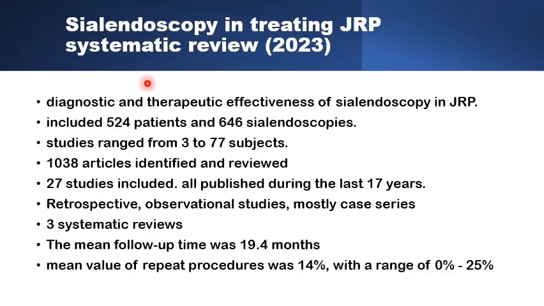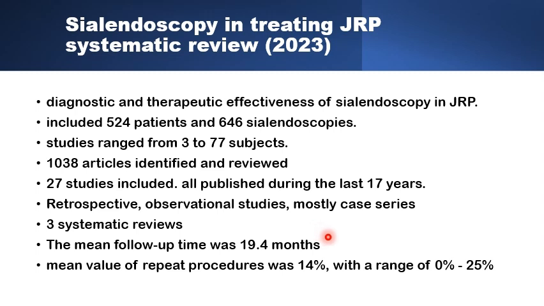The efficacy of sialoendoscopy in the management of JRP was recently reviewed. This large systematic review looked into more than 1,000 articles with different outcomes. 27 of them were included in the systematic review, covering a period of 17 years. They were mostly retrospective series, observational studies, many case series, and also 3 systematic reviews.